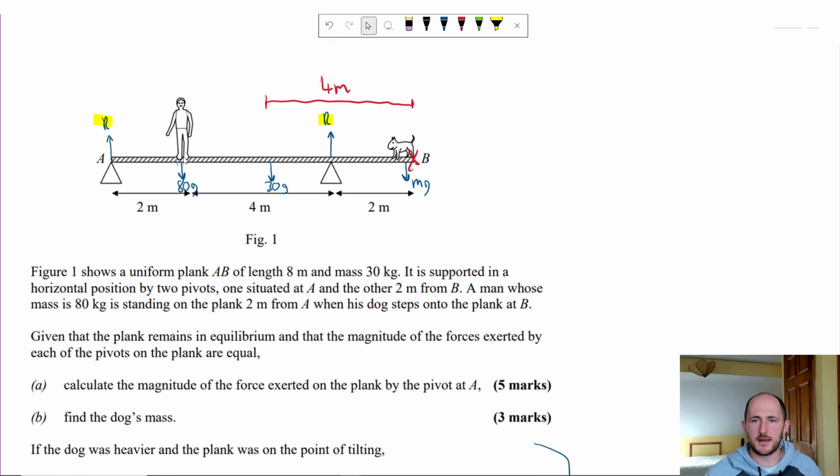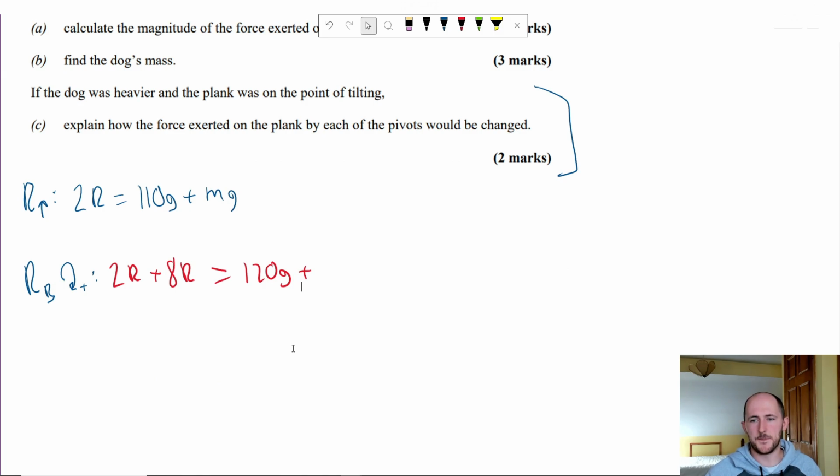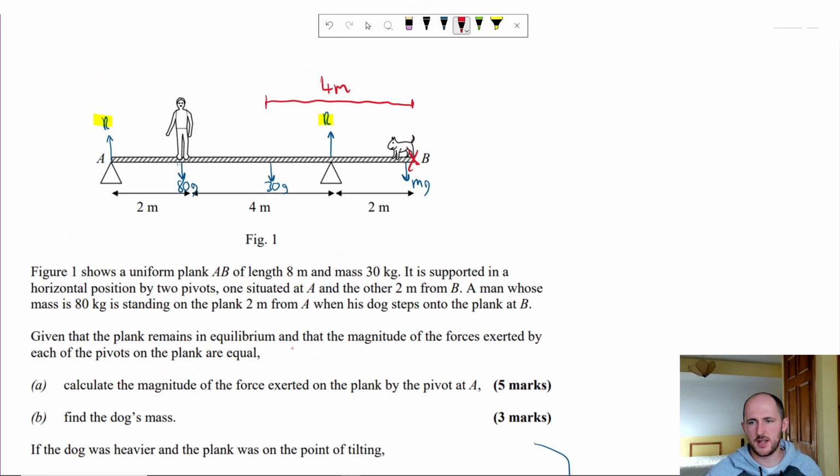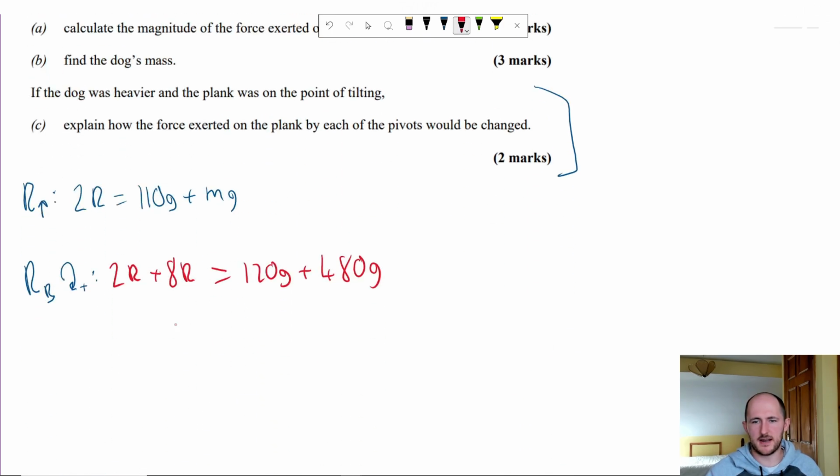Plus the mass of the dude, so that's 6 times 80. And yeah, so that'd be 480 Gs. Anything else I've missed? Don't think so. So that would be 10R equals, add those together, it's 600 G.